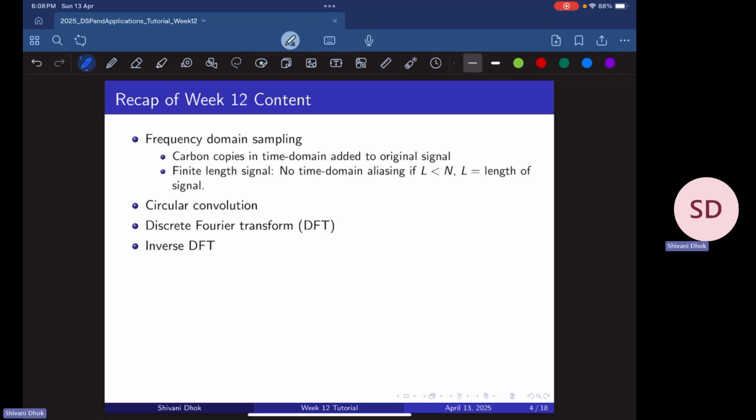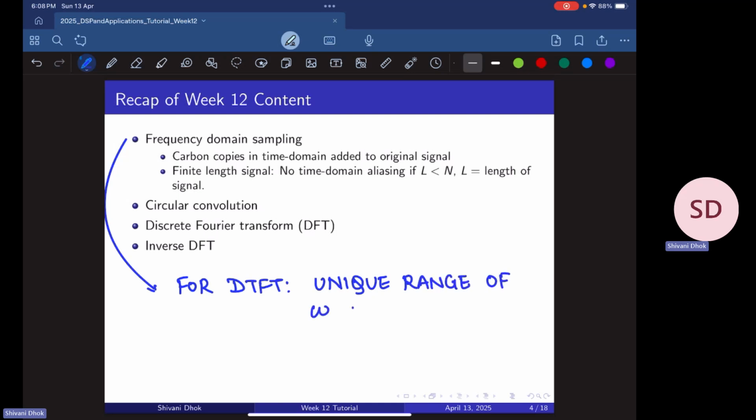Essentially, when we take our DTFT, we know that the unique range of the angular frequency omega is minus pi to pi. And it is a continuous range. This particular range, whatever I have written here, is continuous. So you can pick any point in this given range and have a DTFT defined for that particular angular frequency.